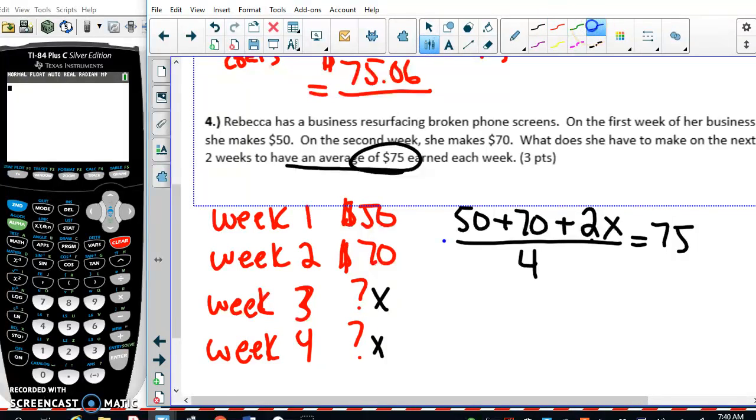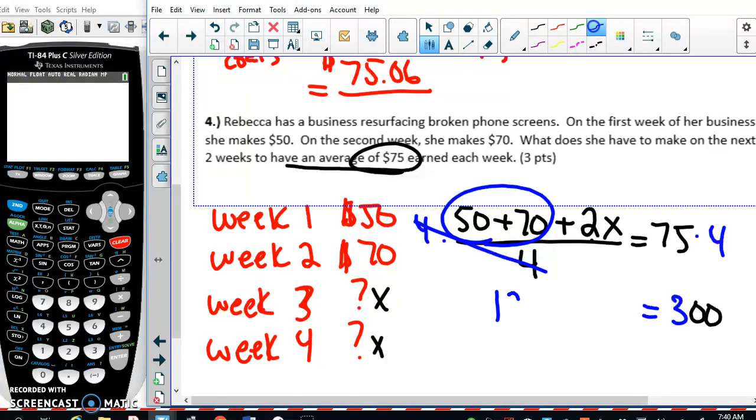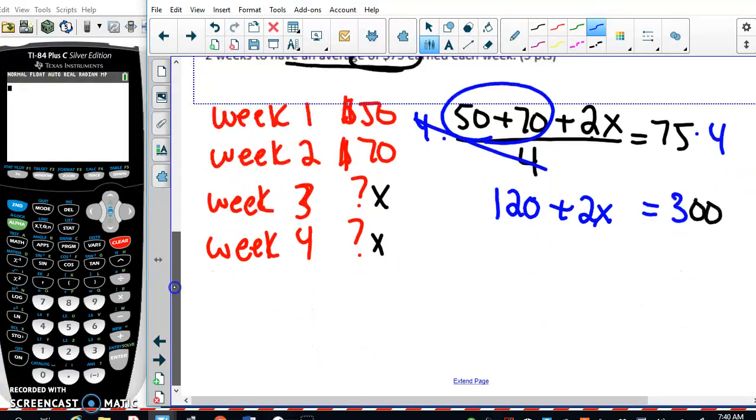So step number 1, we multiply both sides by 4. Sometimes some students call that cross multiply. So we get 300 on this side. We would combine up the 50 and 70. I saw a lot of students put 50 and 70 and 2 together or different stuff here. That's not quite it. So we have 120 plus 2x. And we would just be solving this step by step.